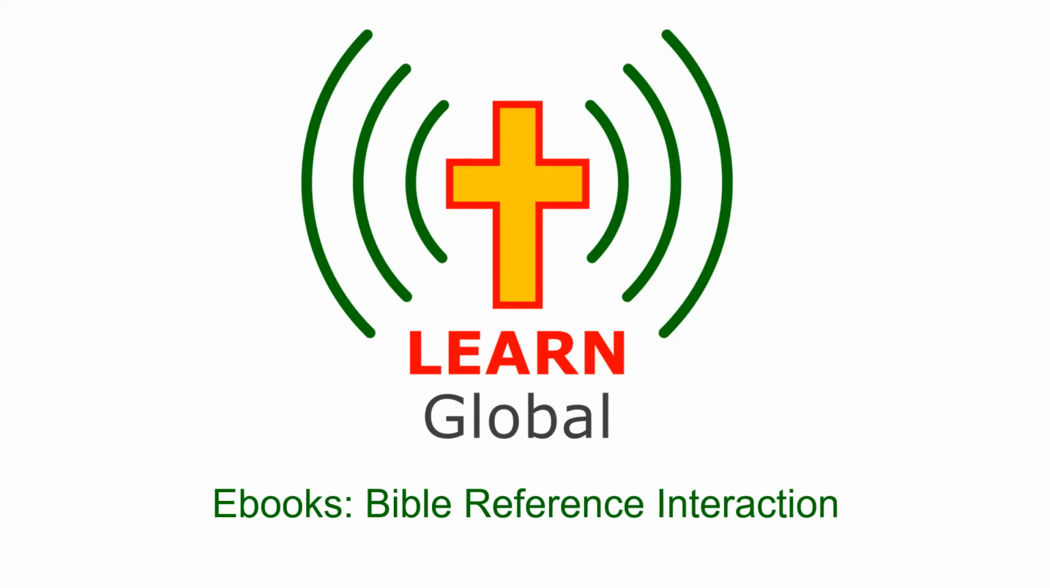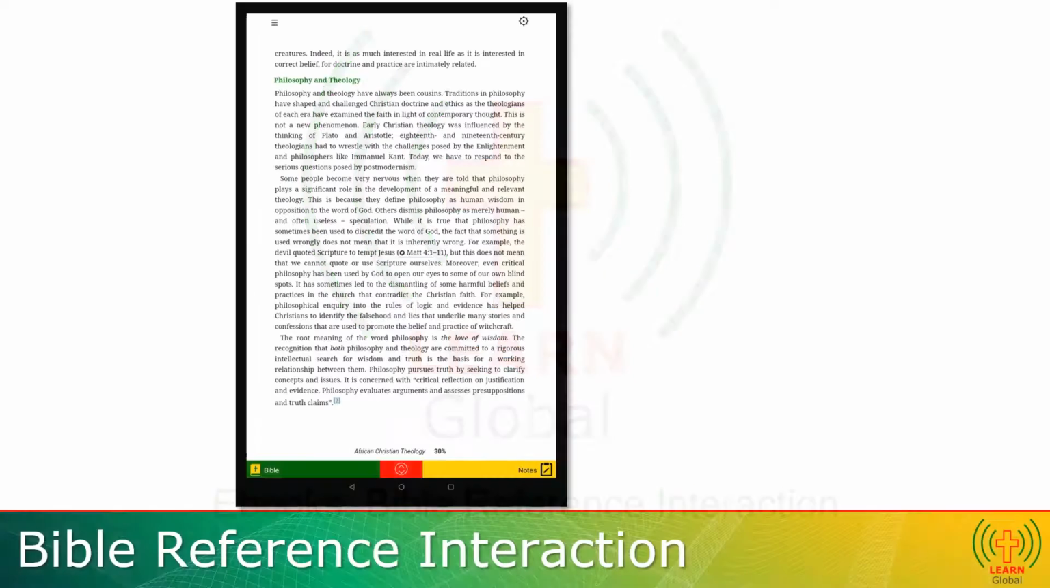The ebook reader automatically recognizes Bible references within the text. You can then tap on a reference to open it directly. Bible references are marked with a star icon and are underlined with dots.